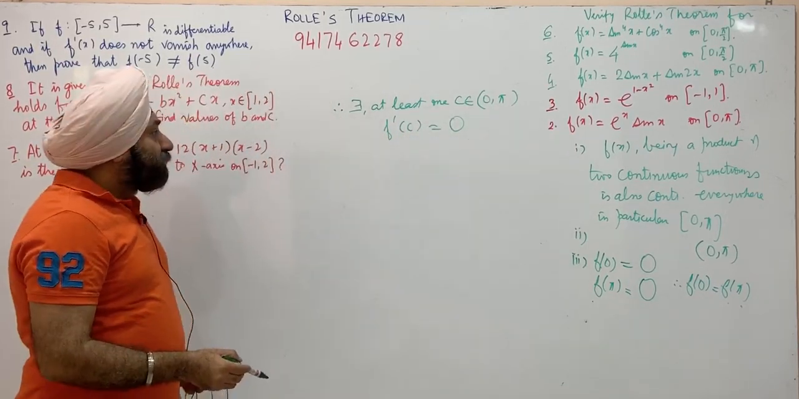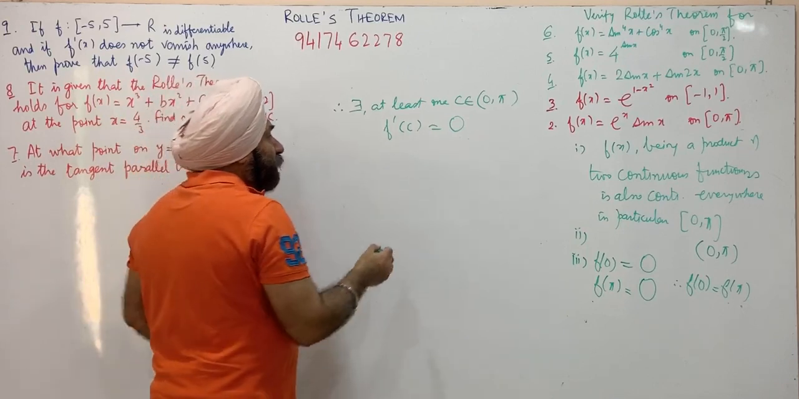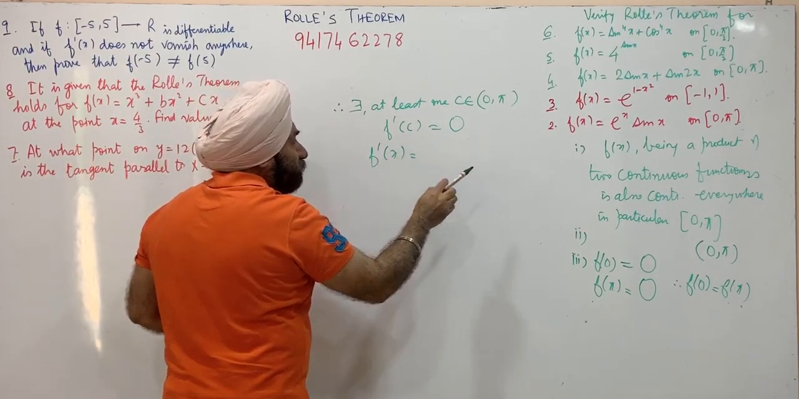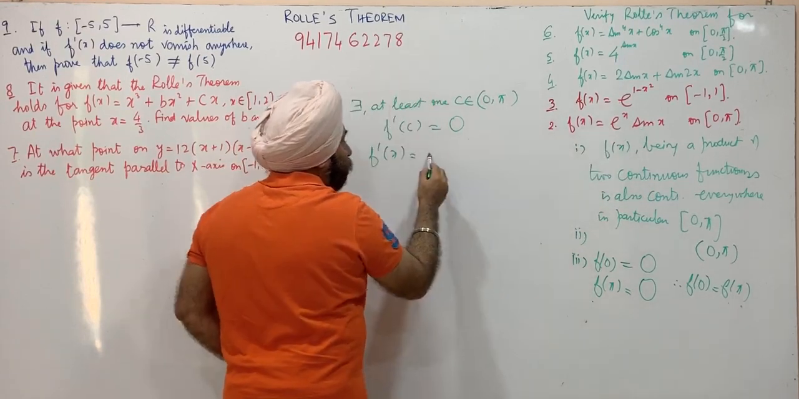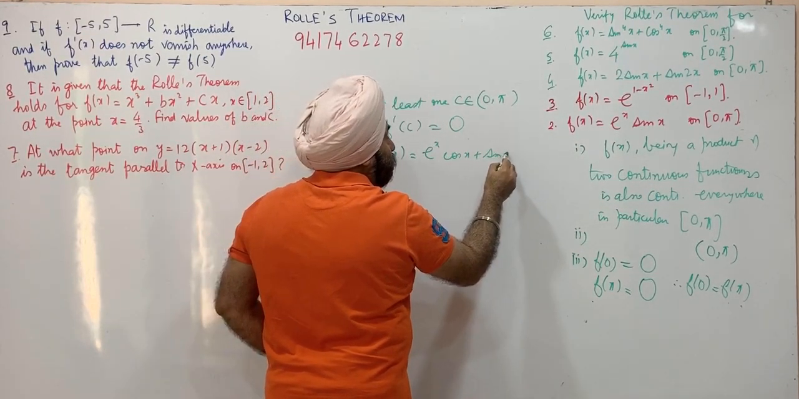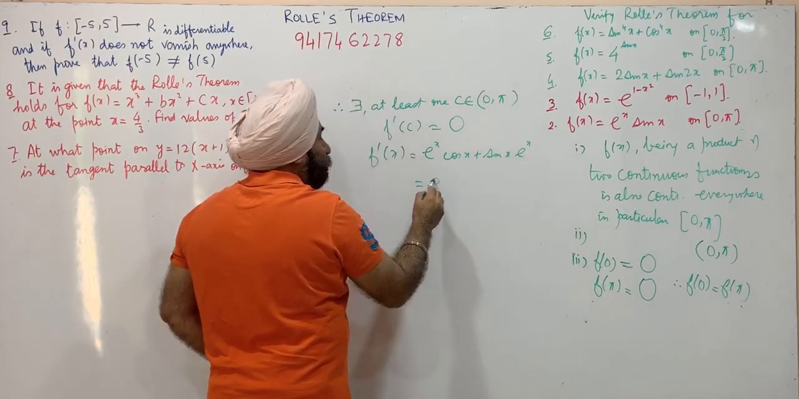So we will find C from this equation, but before that we find f dash of x. This is a product of two functions, first function into derivative of second plus second function into derivative of first.